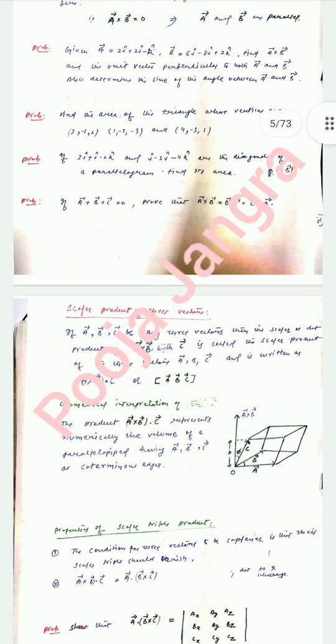topic is we will discuss the scalar product of three vectors. In the last two topics we have covered the dot product and the vector product of two vectors. But the next topic is the scalar product of three vectors. Three vectors means vector a, vector b and vector c.